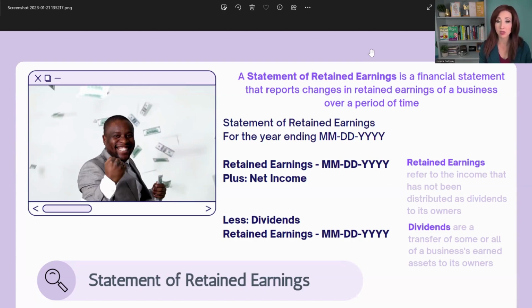And with these, they get to go to the owners and to those that own the company in the form of dividends. And dividends are a transfer of some or all of the business's earned assets to its owners. So on this sheet, there will be the retained earnings, the net income, which we just calculated on the income sheet, dividends, and that will calculate the retained earnings. So let's look at the actual problem. Let me change my screen share.